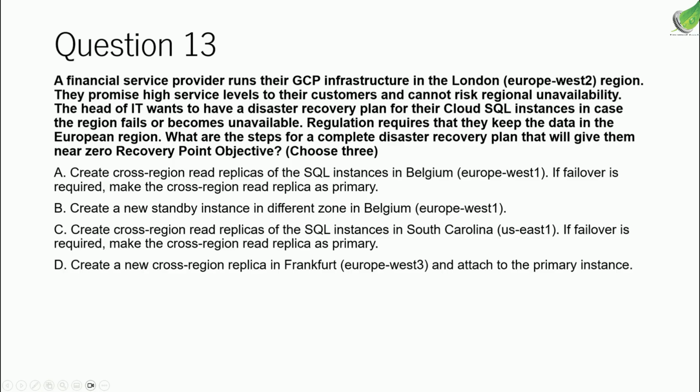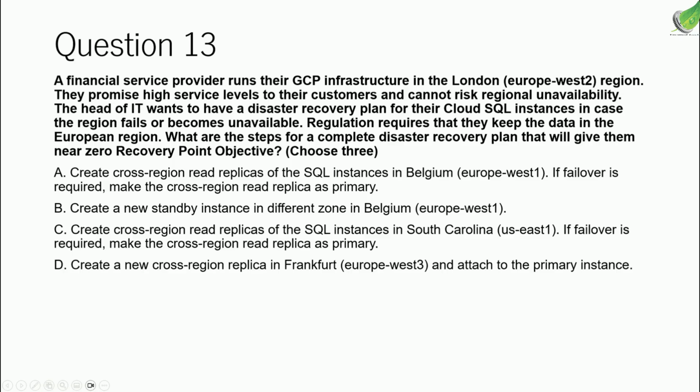Let's start with option A. This is a correct and essential step. It describes the core of any good DR plan. Creating a cross-region read replica in another European location, like Belgium, ensures the data is safe if London goes down. More importantly, it includes the actionable step of promoting the replica to become the new primary during a failover. This makes the plan executable and directly addresses the regional failure problem while complying with data residency rules.